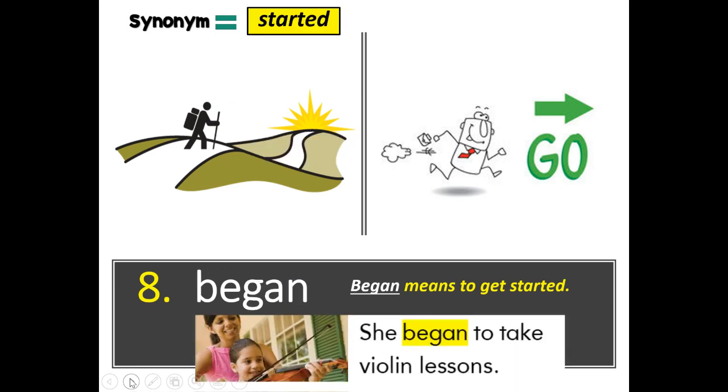She began to take violin lessons. You could also say she started to take violin lessons. How do I use it? The boys and girls began to clap. You could also say the boys and girls started to clap. What is something you began but didn't finish? You could also say, what is something you started but didn't finish?